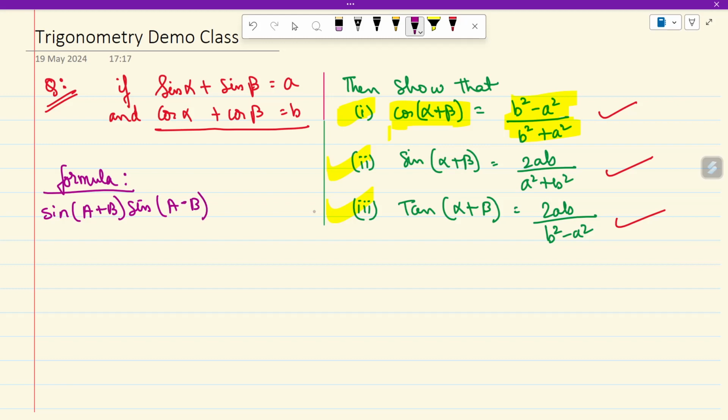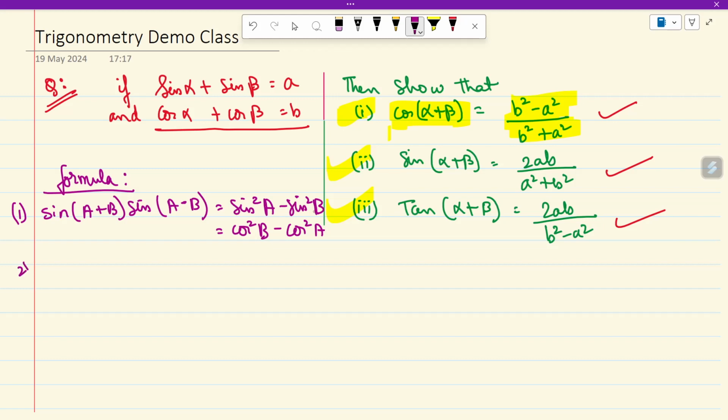Sin(A plus B) times sin(A minus B) is equal to sin square A minus sin square B, or this can also be written in terms of cos, that is cos square B minus cos square A. Both of the things are correct. Either you write sin square A minus sin square B, or you write cos square B minus cos square A. It depends upon the question how to use it. This is the first formula.